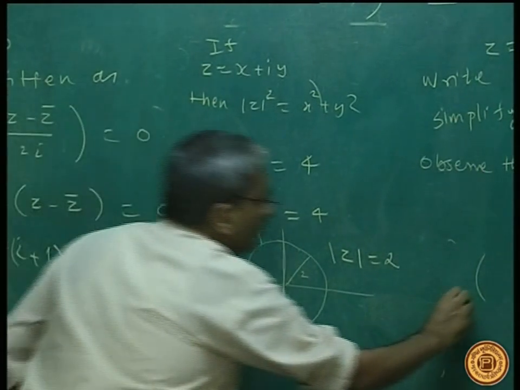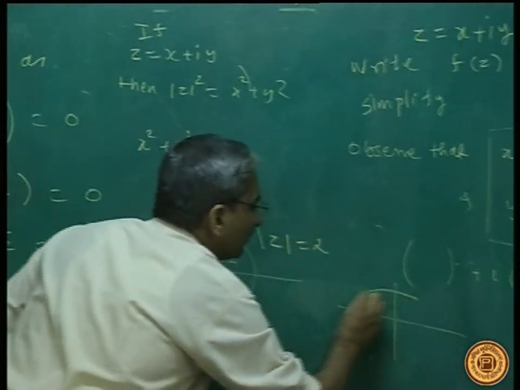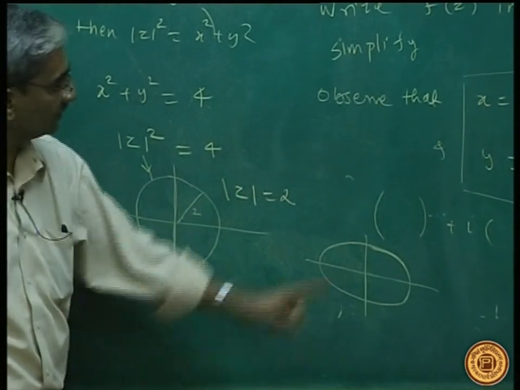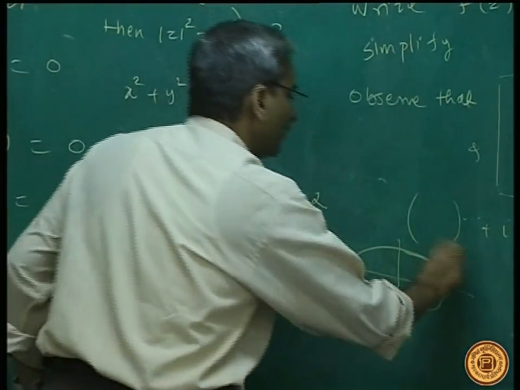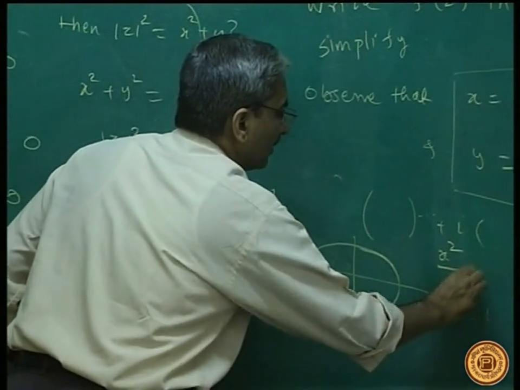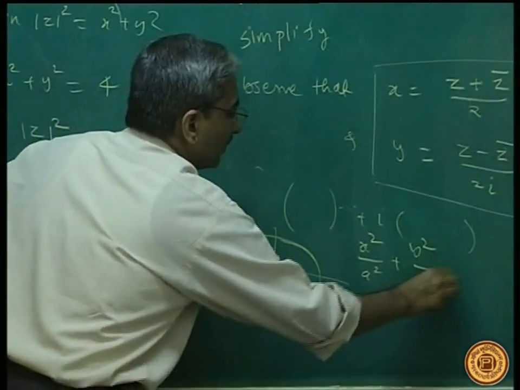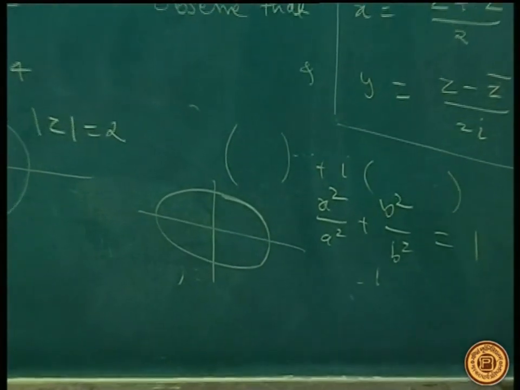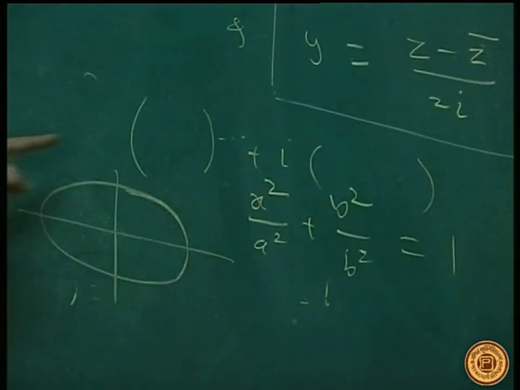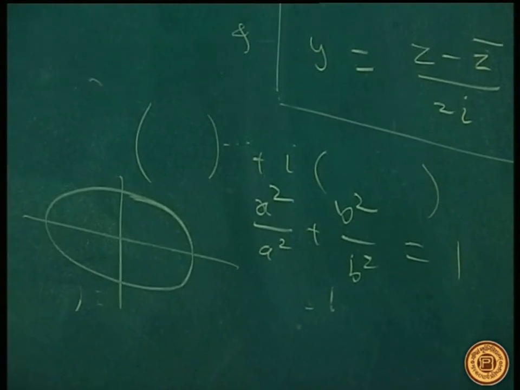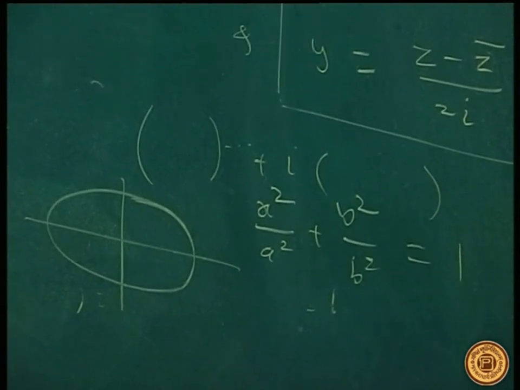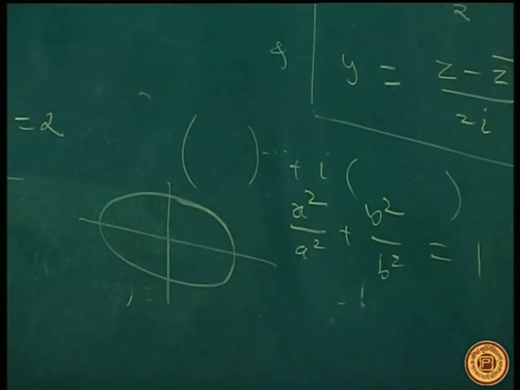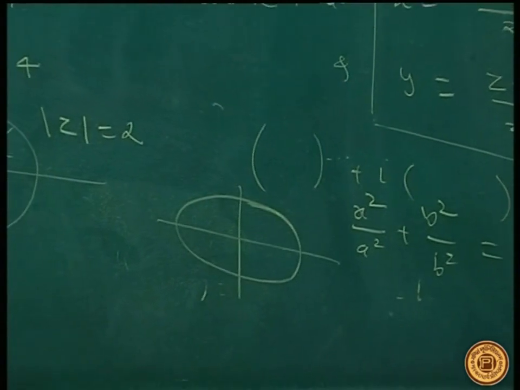You may have some ellipse. Now this ellipse is given means what? Some equation is given: x square upon a square plus y square upon b square equal to 1. Can you write the equation of this ellipse in the complex notation? After all, these can be looked upon as complex numbers, as we saw in these two earlier cases.